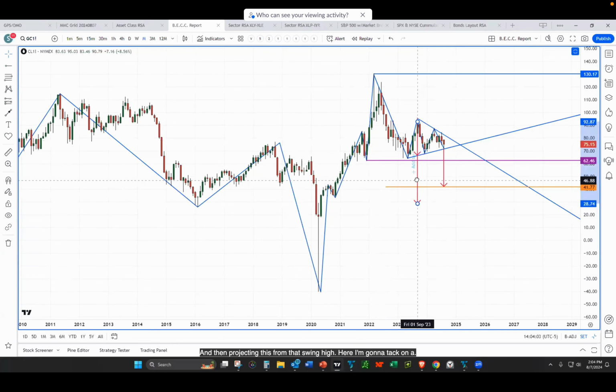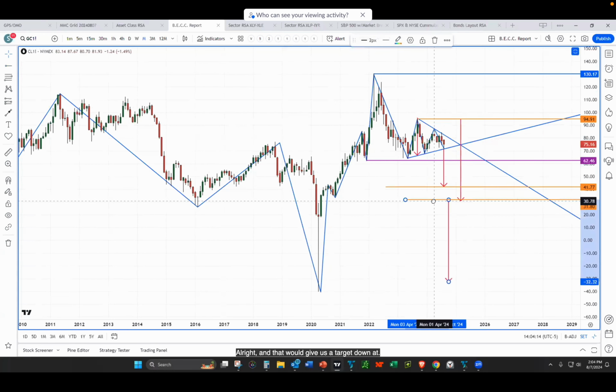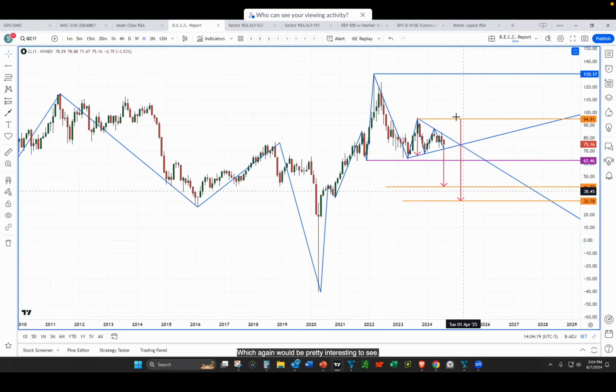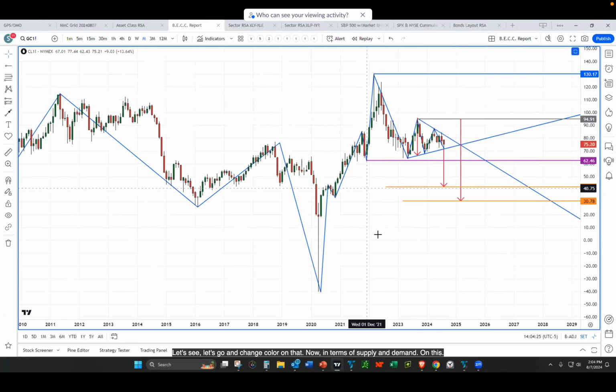And then projecting this from that swing high here, and I'm going to tack on another price line there. That would give us a target down at about $30, which again would be pretty interesting to see. Let's go ahead and change the color on that.